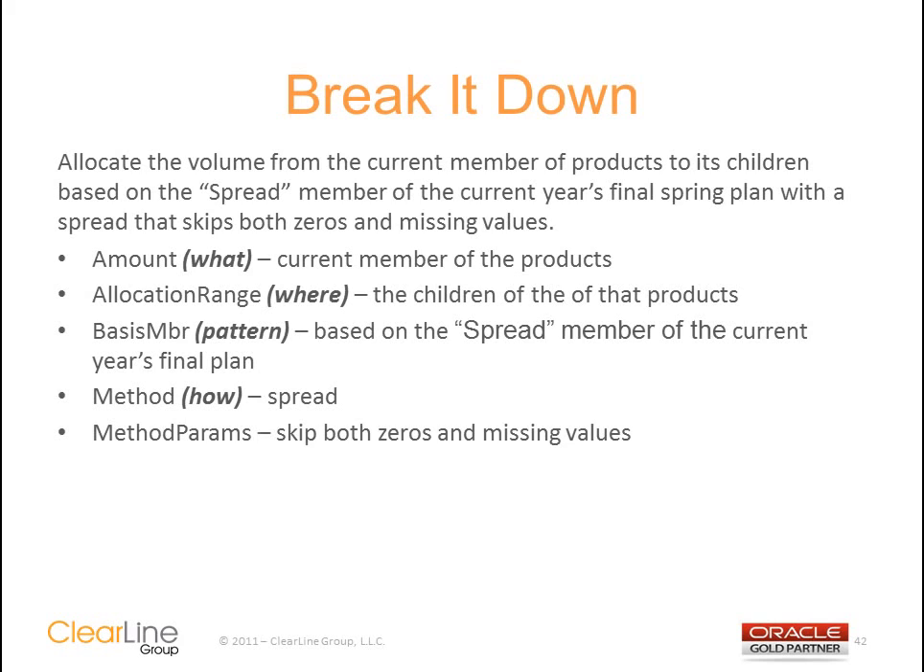This is actually pretty easy to do. The what is just the current number of products, the where is that member's children, the how is a spread, and the pattern is based on the current year's final plan. We also need to add an optional parameter for the skip missing and 0 values.